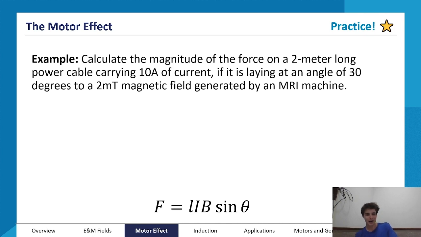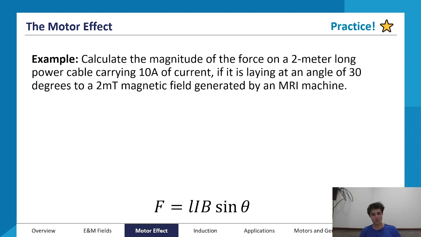So in this question, we're going to calculate the magnitude of the force on a 2-meter long power cable, which is carrying 10 amps of current if it is laying at an angle of 30 degrees to a 2 millitesla magnetic field generated by an MRI machine. So remember, we're going to be using our formula. Force is equal to length times current times magnetic field times sine of theta.